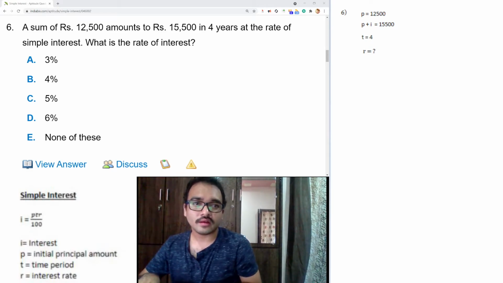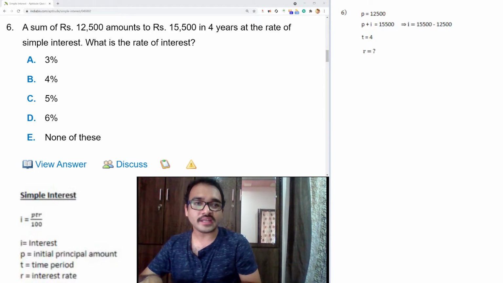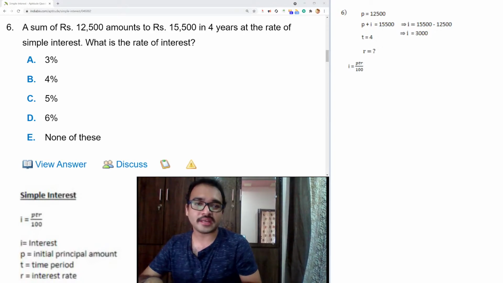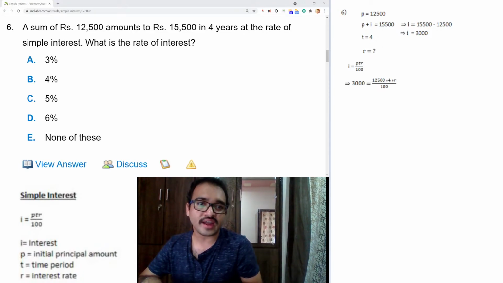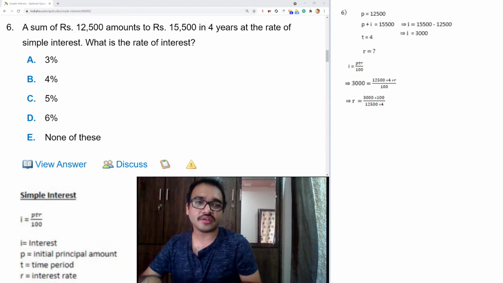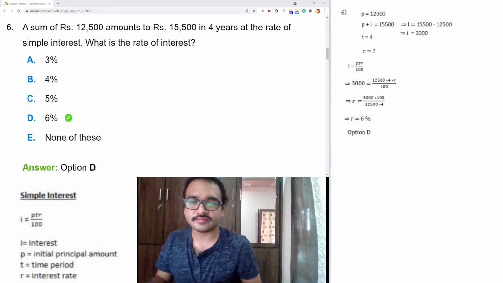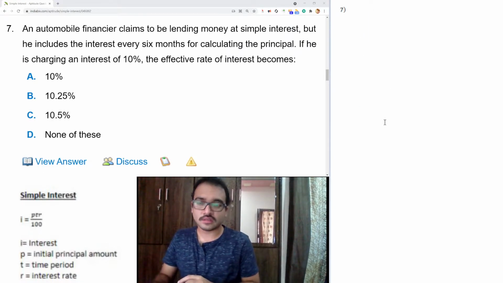R is equal to how much? From these two equations, we get I equals 15,500 minus the P value 12,500, which is 3,000. We have the P value, T value and I value, and R we need to find. So simply substitute in the formula. I is equal to PTR by 100. 3,000 is equal to 12,500 into 4 into R by 100, which means R equals 6%, which is option D. Option D is correct. Let's see problem number 7.